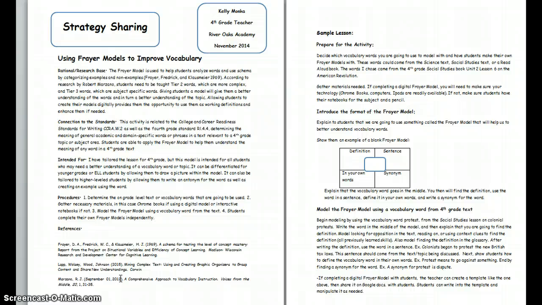So the teacher will model with one of the vocabulary words by giving the definition, then using the word in a sentence, usually with the actual text in mind. So my word was protest, and then I used it in the sentence saying colonists began to protest the new British tax laws. We were talking about the colonies at the time and about the American Revolution. So sentences should usually come from the text or the topic being discussed.